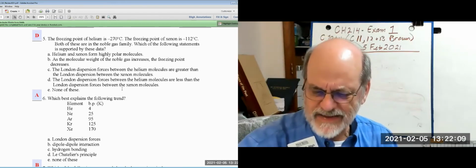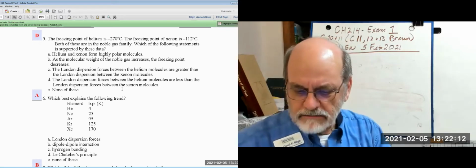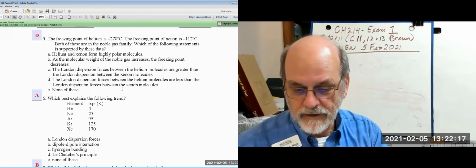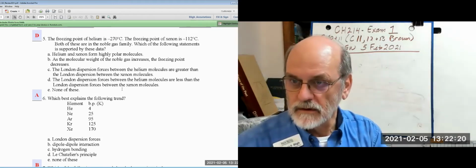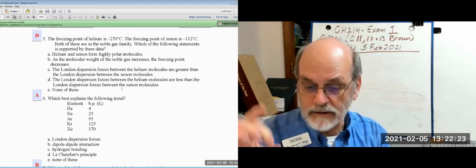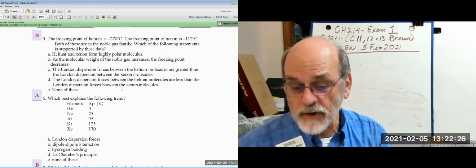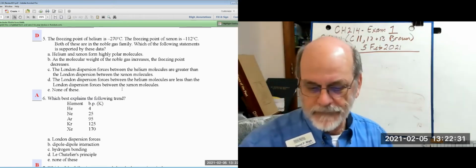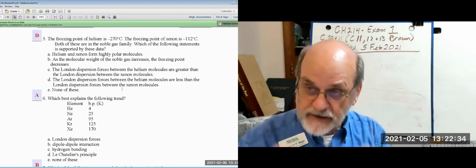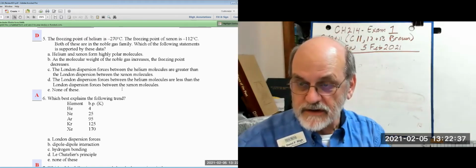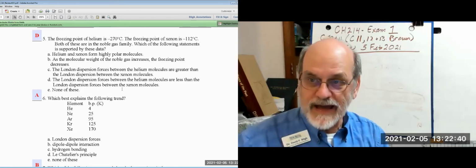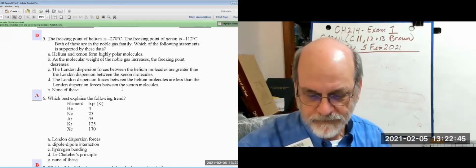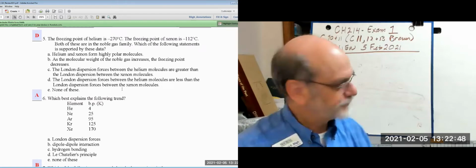So what explains that? Are there any possibilities for hydrogen bonding? No, there's no hydrogen. Any possibilities for dipole-dipole? No, because it's a single atom. The only possibility is London dispersion forces. And Le Chatelier's principle was thrown in there just to confuse you. London dispersion forces are the explanation for an increase in boiling point as you increase the mass. There's no other possibility. Those are the only forces available. So that's why A is the answer for 6.